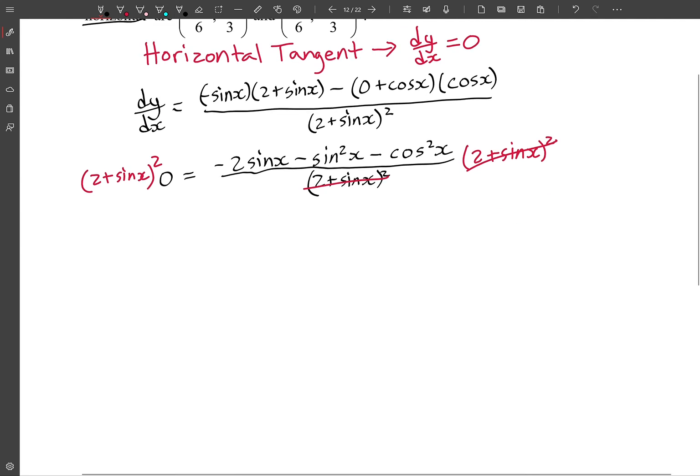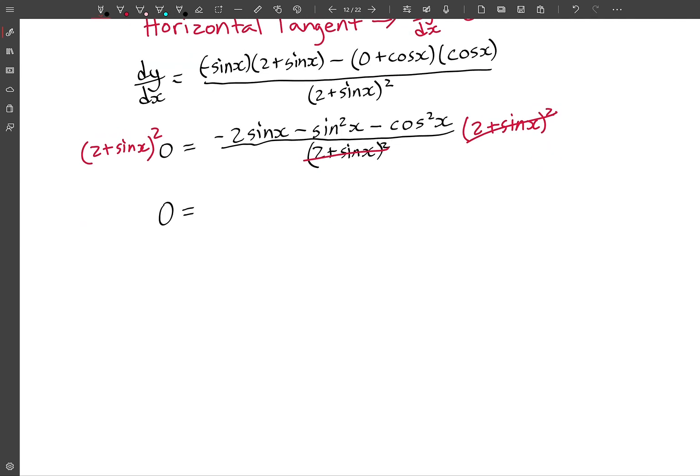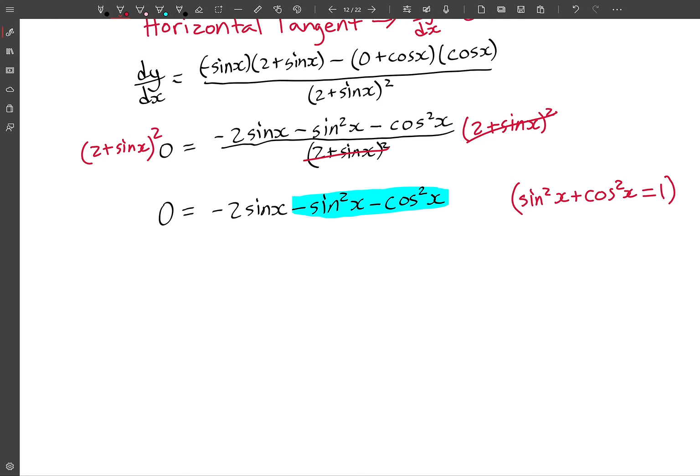So what we get is that 0 is equal to -2 sine x minus sine squared x minus cos squared x. Now this is where you have to get a little bit of ingenuity. You've got to start looking for those trig identities everywhere you go, right? If you look really carefully, you might notice something that looks kind of familiar, notably this. This looks a lot like a common trig identity, that sine squared x plus cos squared x equals 1. That's a common trig identity that we like to use.